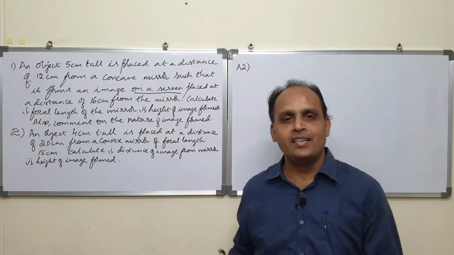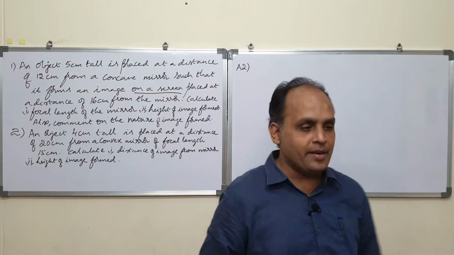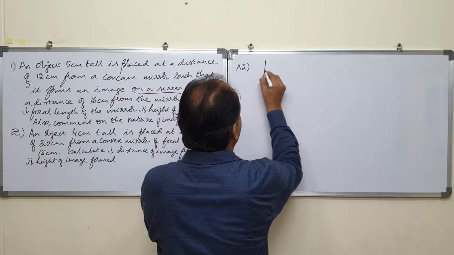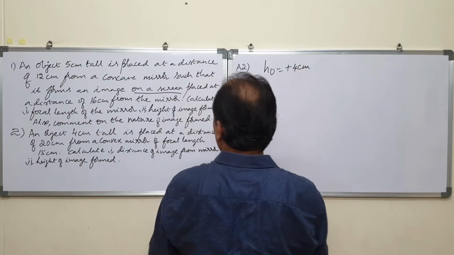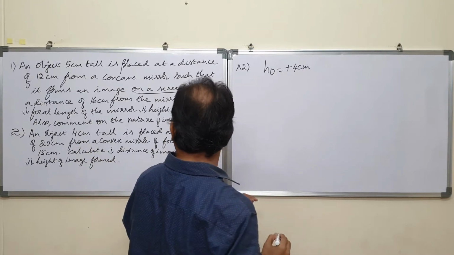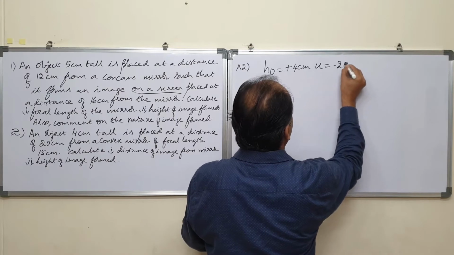Right, now we will look at the second numerical problem. An object 4 centimeters tall. So, height of the object is given as 4 centimeters, which is positive because the object is above the principal axis, is placed at a distance of 20 centimeters from a convex mirror.